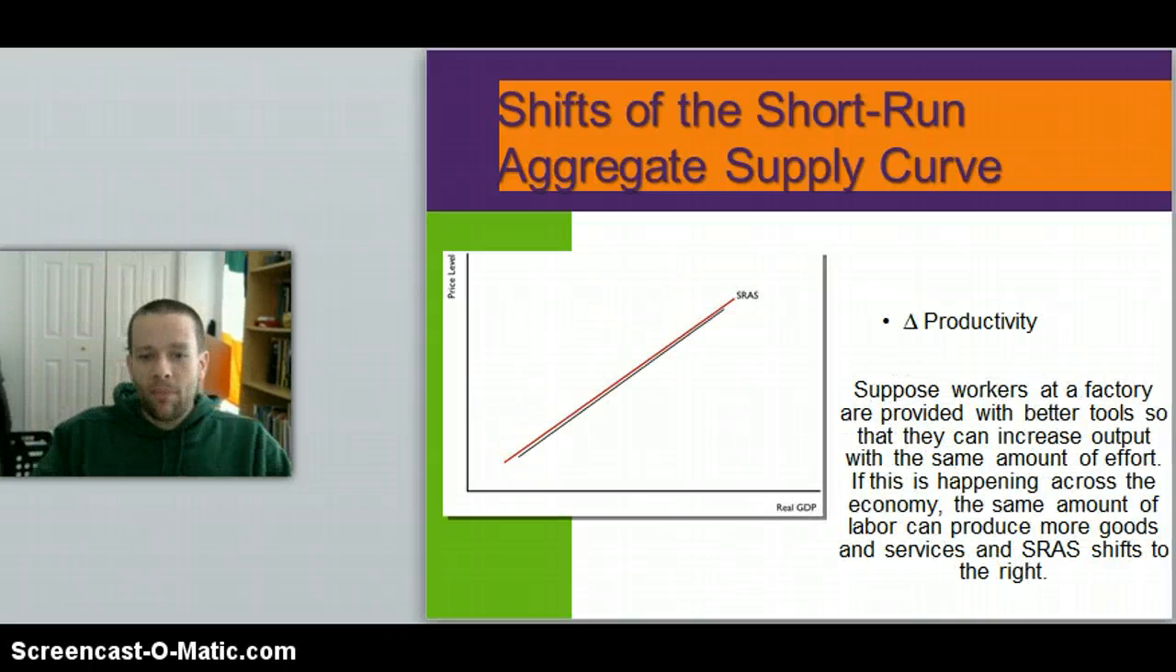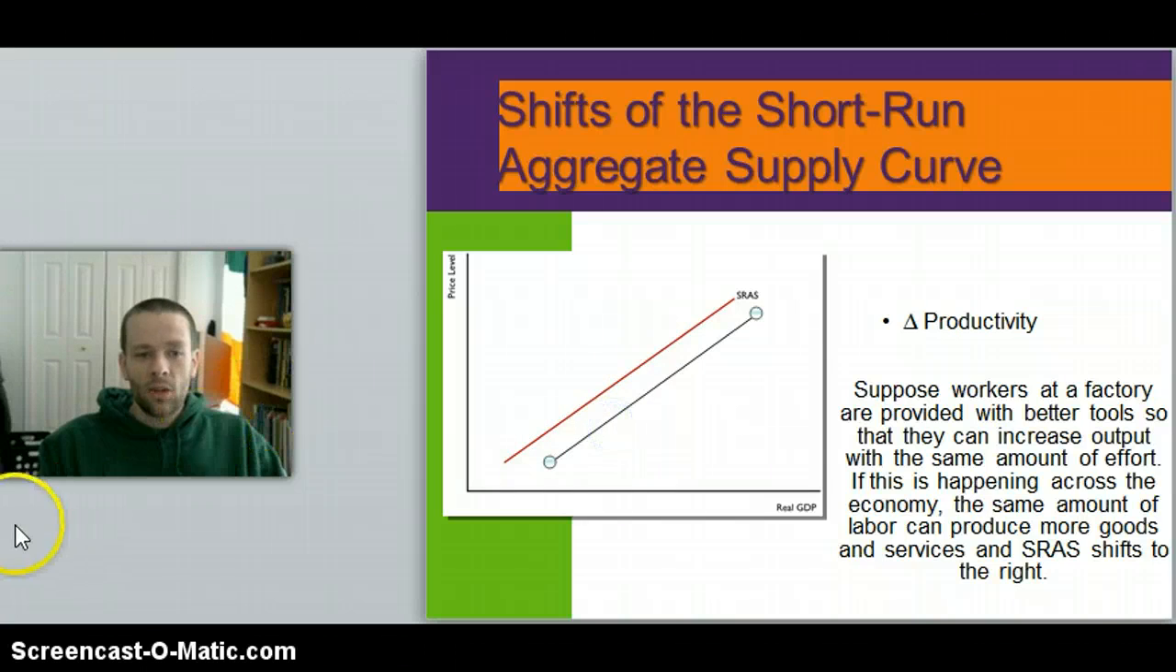A similar thing happens with productivity. Suppose workers at a factory are provided with better tools, better equipment, better training, and so they can increase their output. They become more productive. We get more efficient, in a sense. If this is happening across the economy, remember, we're looking at macroeconomics, so this is economy-wide production, if workers become more productive, the short-run aggregate supply curve will shift to the right.